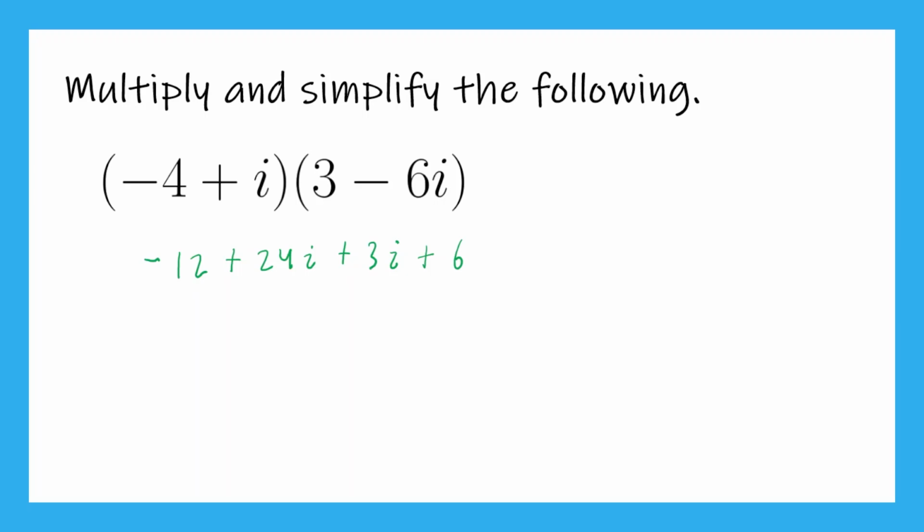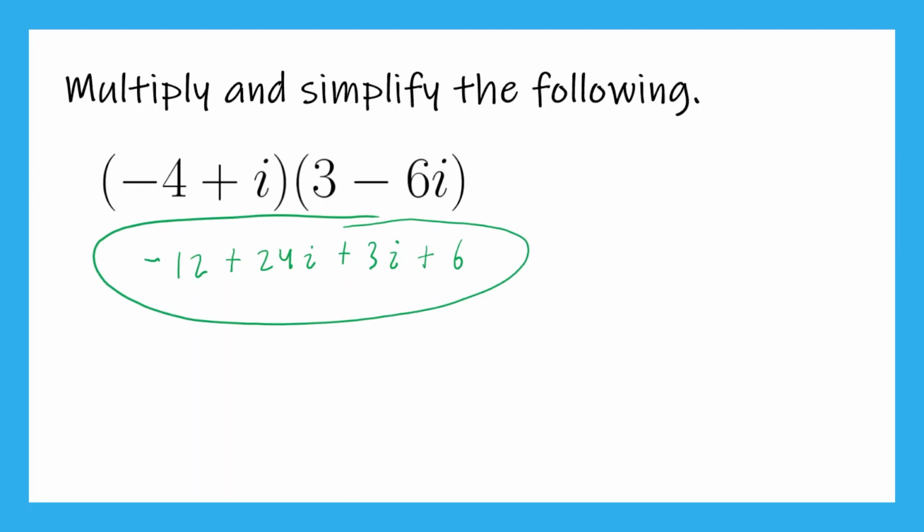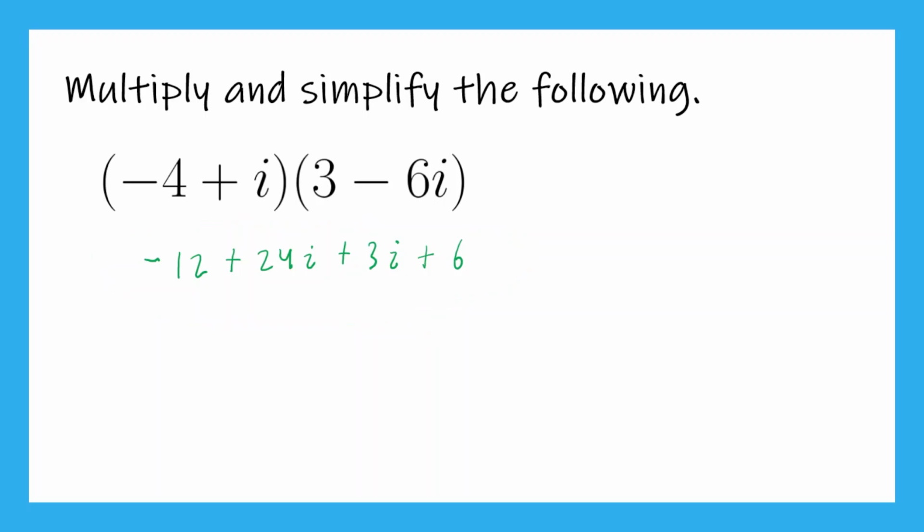And now that we have no imaginary units to an exponent that is greater than 1, we can start to combine like terms. So here we have a real number -12 and real number 6. So -12 plus 6 is going to be a -6. We'll write -6 right here. And then we have 24i plus 3i is going to be 27i.